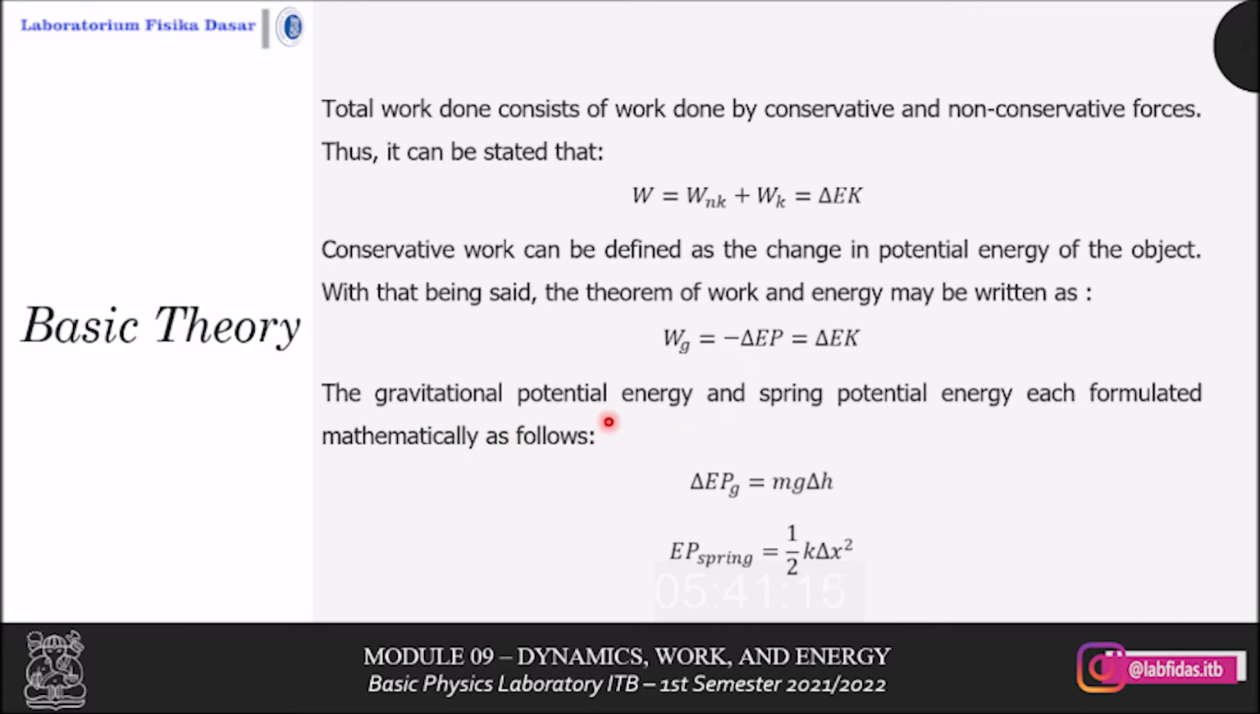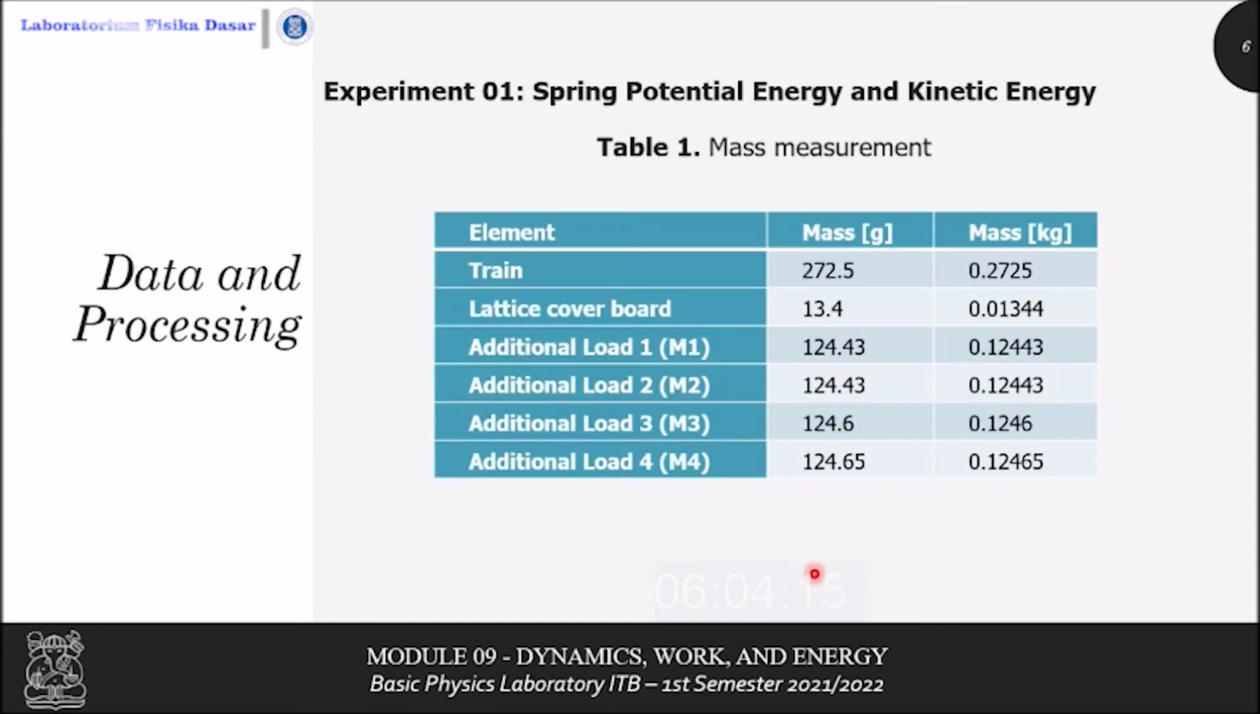The gravitational potential energy is defined as delta EPG equals mg delta h, in which delta h here is the change in the object's height. On the other side, the spring potential energy was formulated as follows, which is EP spring equals half times k times delta x squared. Next up is the data and processing for this module, starting with experiment 1, in which we will study the relationship between spring potential energy and kinetic energy.